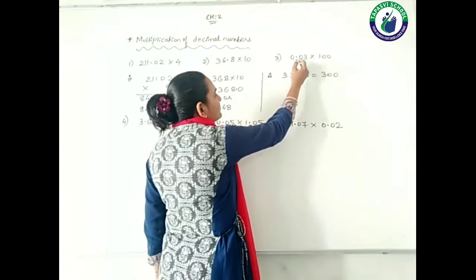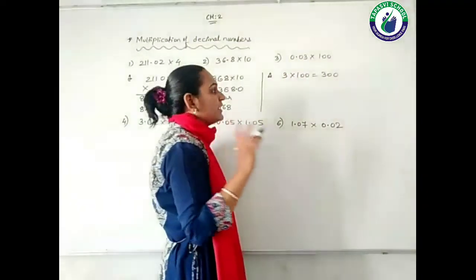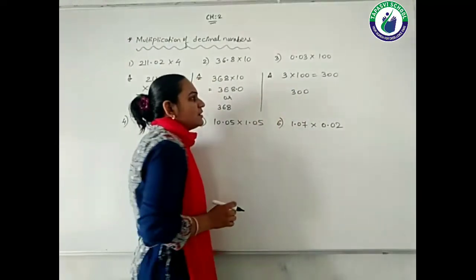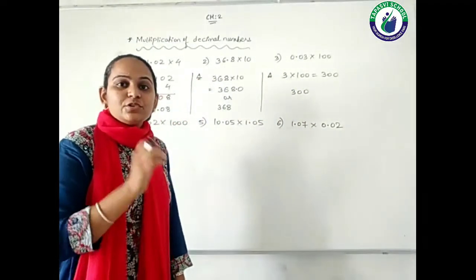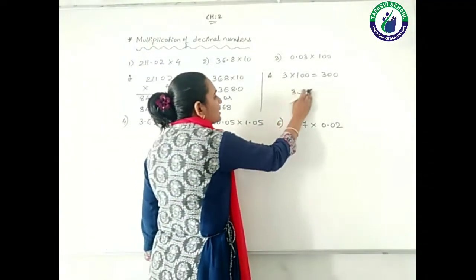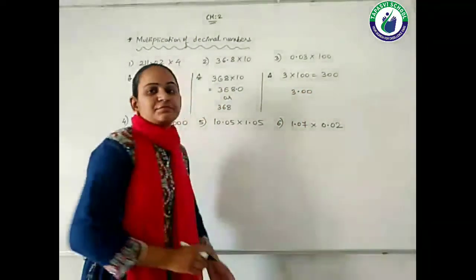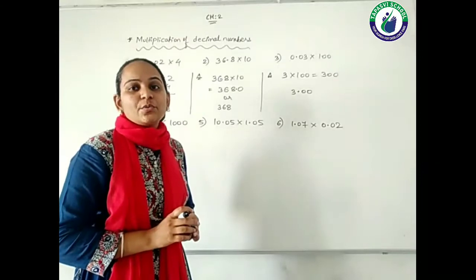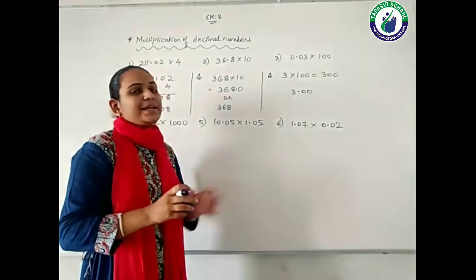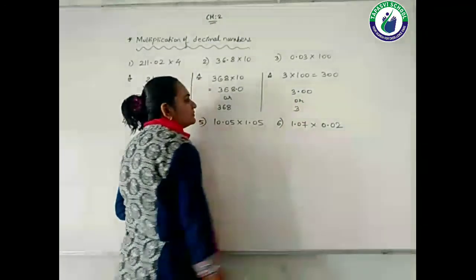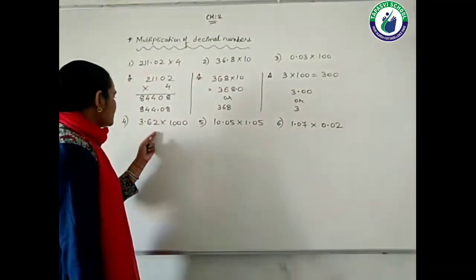Now after the decimal point, there are 2 digits, right? So in this answer that you got, leave 2 digits and put the decimal point. That means the point will come like this, right? That means 3.00, right? Or you can simply write the answer as 3 also. If you write only 3, that will also work. Right? Now next one, fourth question.